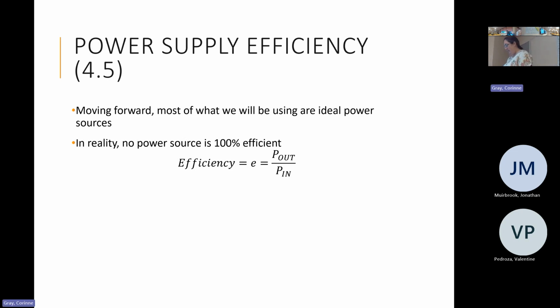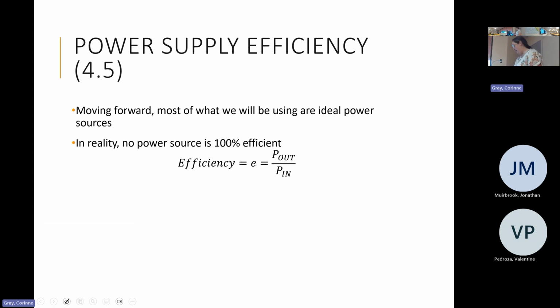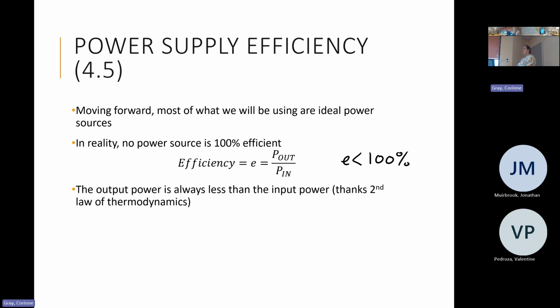In reality, the power that you get out is going to be less than the power that you put in. Your efficiency is less than 100%. So output is always less than the input thanks to the second law of thermodynamics. So just understand that we are making a ton of assumptions across this class. That's what this slide is here for.